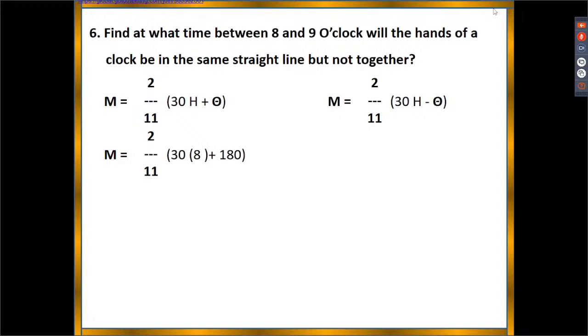So what is the answer? 240 plus 180. Please solve it. I will explain clearly. Don't worry about it. So 2 by 11 into 240 plus 180. 240 plus 180 means how much? 420. 420 into 2, 840 by 11 minutes.